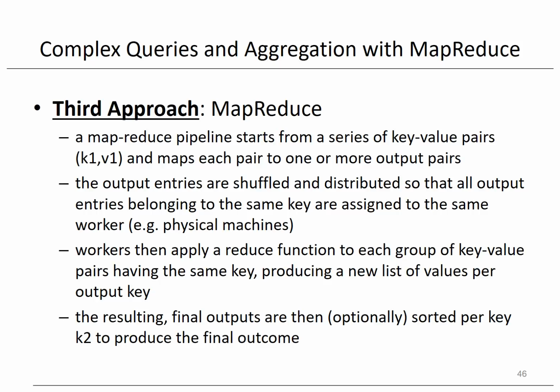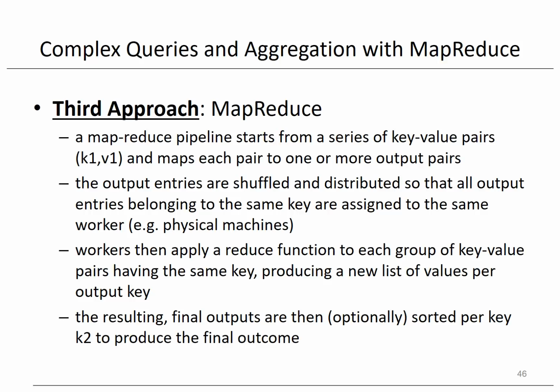A MapReduce pipeline starts from a series of key value pairs, K1, V1, and maps each pair to one or more output pairs. Note hence that multiple output entries per input entry can be produced. This operation can easily be run in parallel over the input pairs.